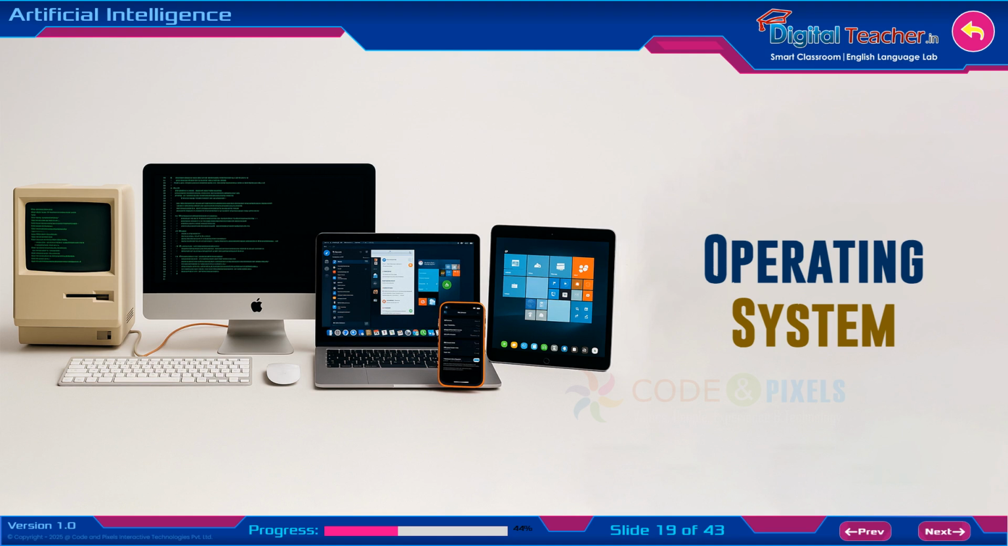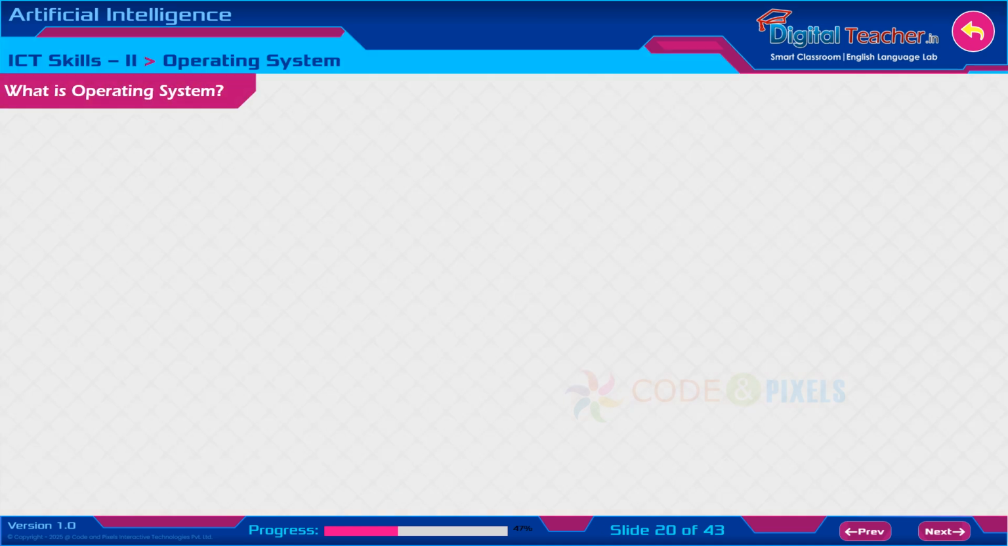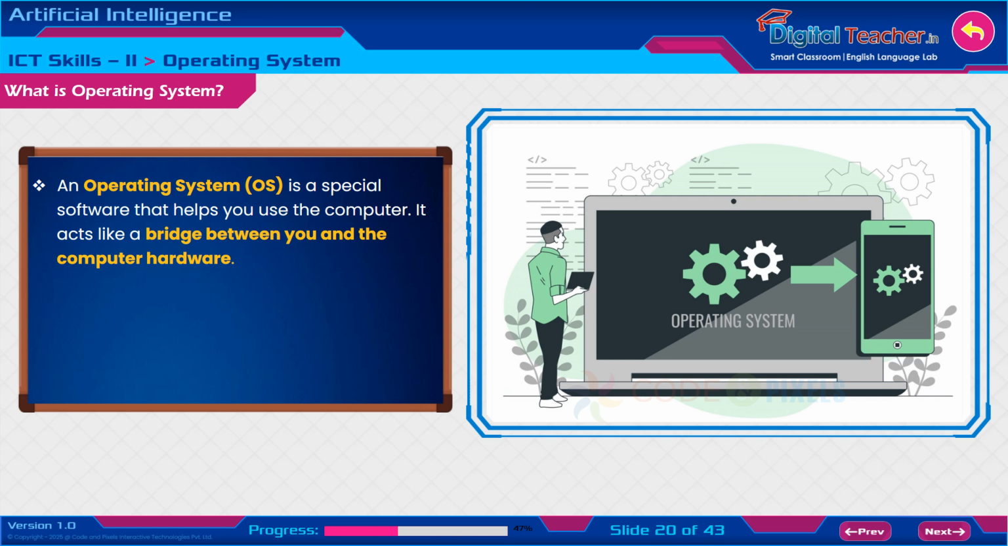Understanding operating system. What is operating system? An operating system is a special software that helps you use the computer. It acts like a bridge between you and the computer hardware. Without an OS, a computer wouldn't work. Examples: Windows, Unix, DOS.